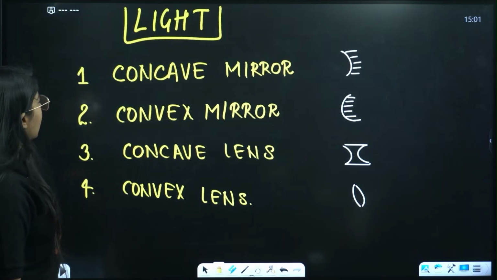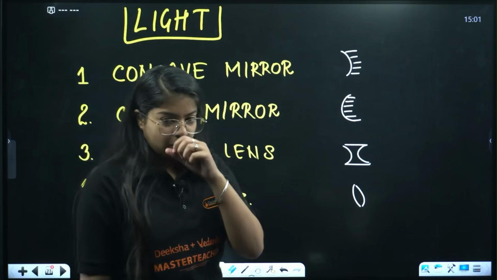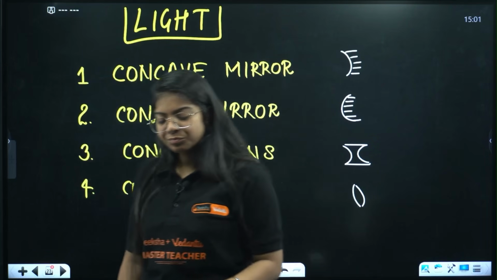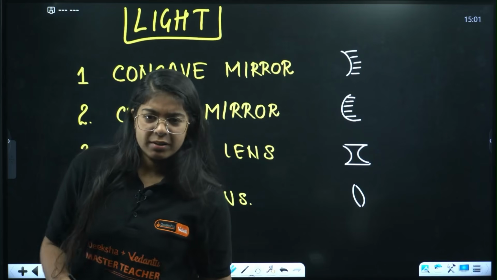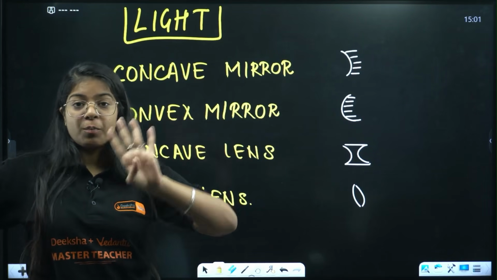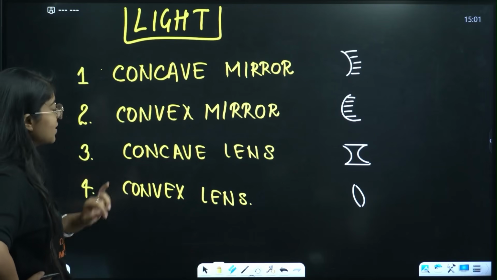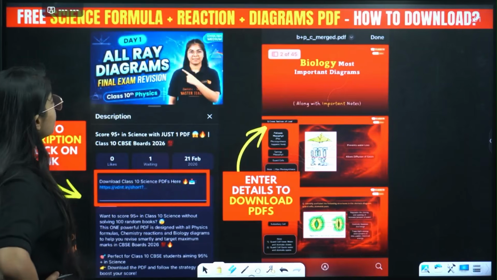And then moving on to a very important thing, in our chapter light, we know all the important things, we have studied everything, but very important are those 4 optical instruments we use: concave mirror, convex mirror, concave lens, convex lens. Now see how we solve these.